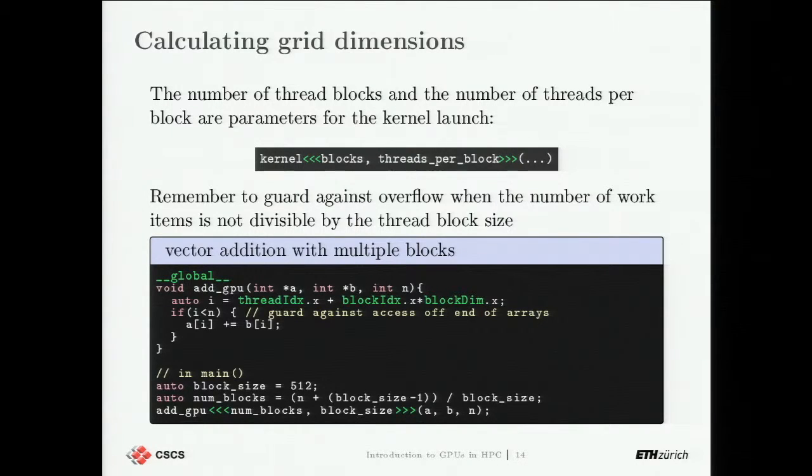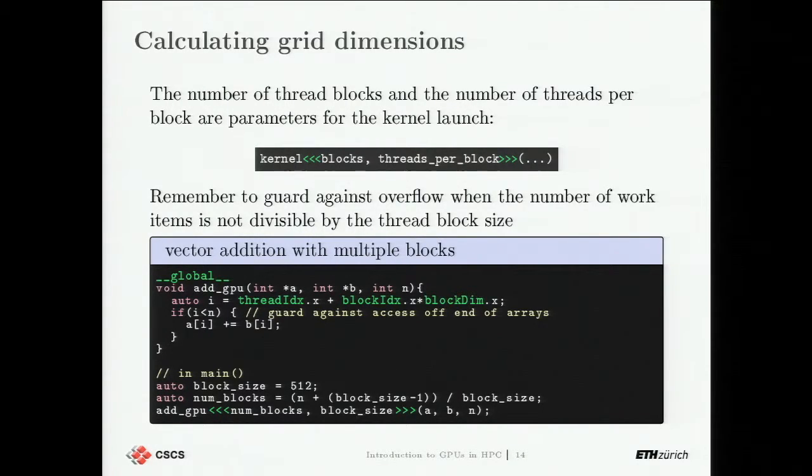And then we calculate the number of blocks. Now the number of blocks isn't just n, the number of threads we want, divided by the number of threads per block, because we're using C or C++, so when you do division with integers, it always rounds towards 0. So if we did 700 threads divided by 512, we would end up with 1 being the answer. But we don't want 1 thread block, we want 2 thread blocks.